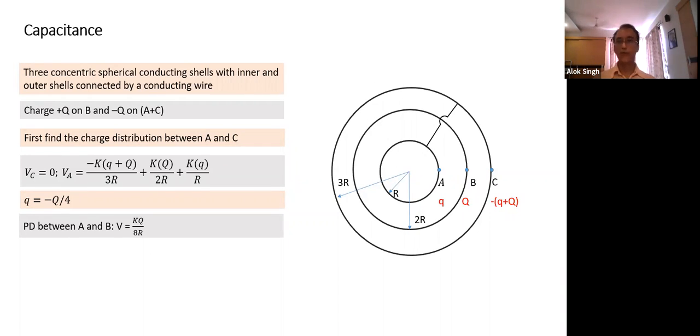So potential difference between A and B will come into this value. Once you have potential difference, capacitance is equal to what? Capacitance is equal to Q by the potential difference, 8R by K, substitute value of K, 1 by 4 pi epsilon naught, thus value of capacitance.